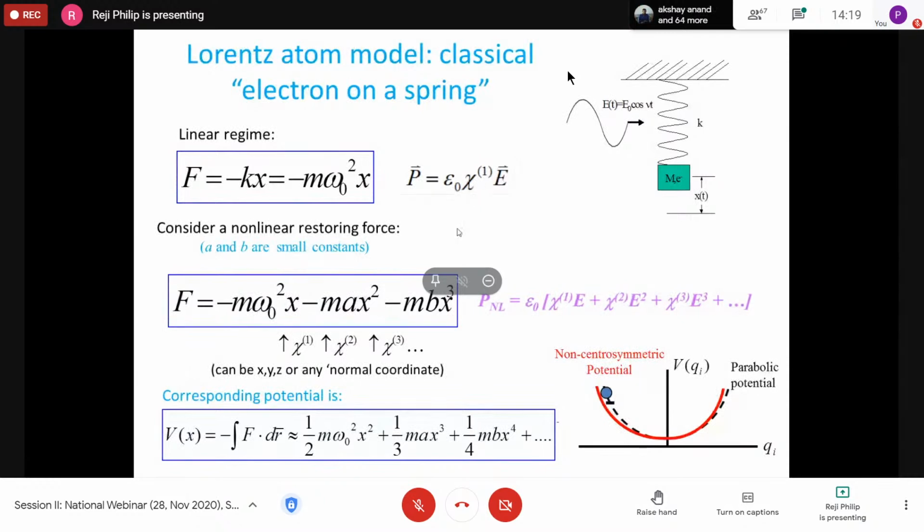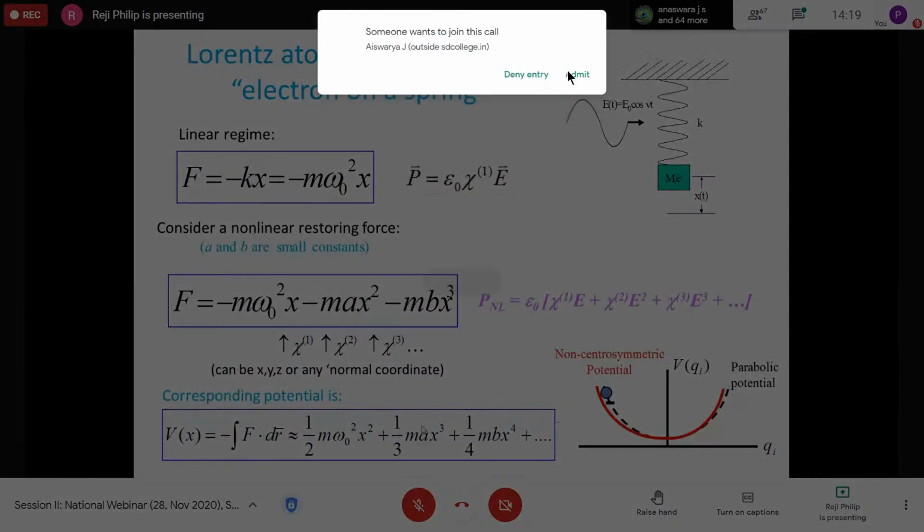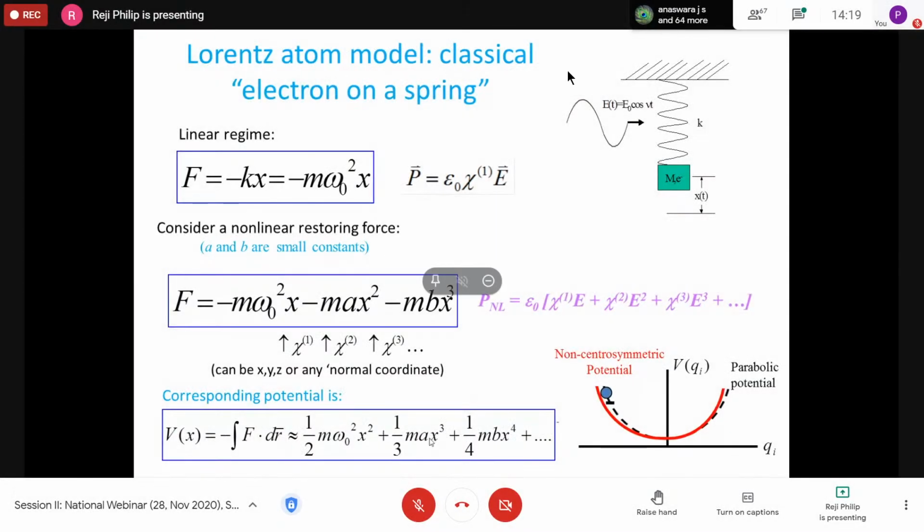The linear term of the polarization corresponds to an x square function. The second order nonlinearity corresponds to an x cube term, and the third order nonlinearity corresponds to an x to the power 4 term in the potential.